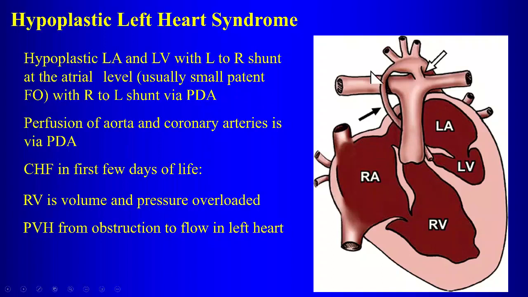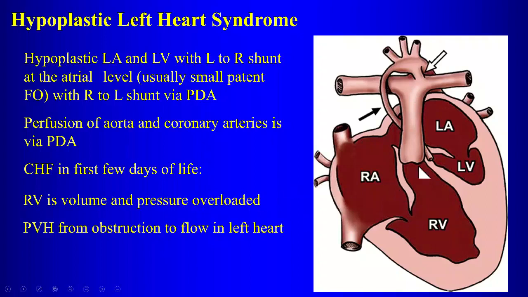And because the blood can't get out the ascending aorta, the flow to the aorta then becomes dependent on this patent ductus arteriosus. So the blood flow into the aorta actually gets there through the pulmonary artery. We usually think of a patent ductus going left to right after the kids are born, but here it goes from right to left across there to perfuse the aorta and the coronary arteries. So the right ventricle then becomes responsible for pumping for both the systemic circulation and the pulmonary circulation, so it becomes volume and pressure overloaded.